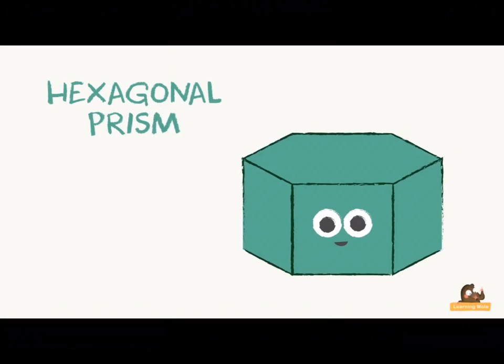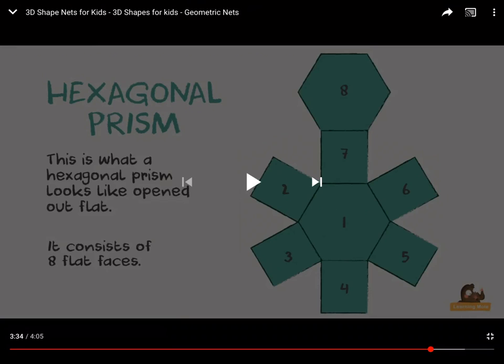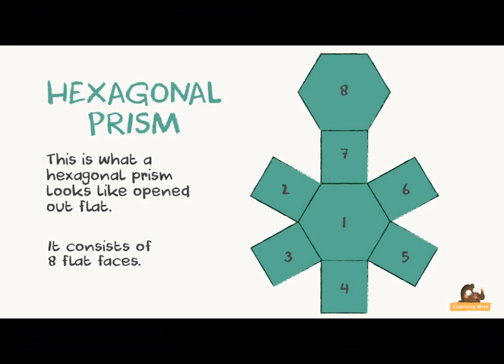And the last one is a hexagonal prism. We're not going to be talking about those, but if you're curious what object that would make, this is kind of what it would look like flat. So it would have those 2 hexagons, number 1 and 8, and then the little flaps would be our squares. That would be our sides.